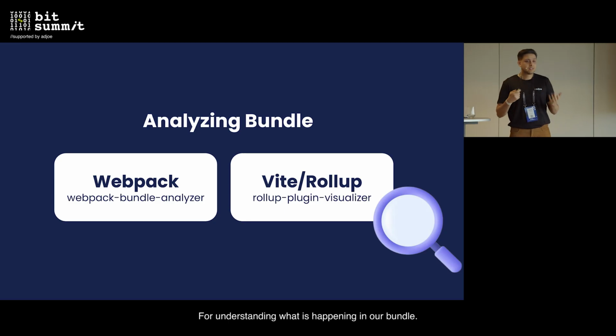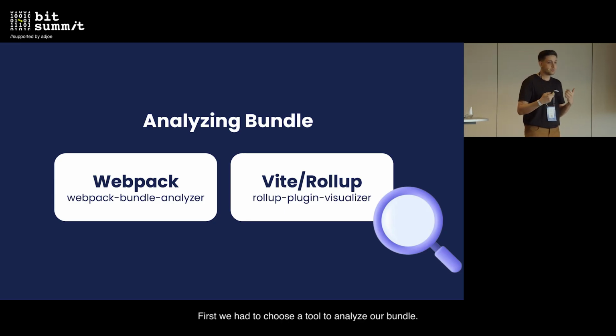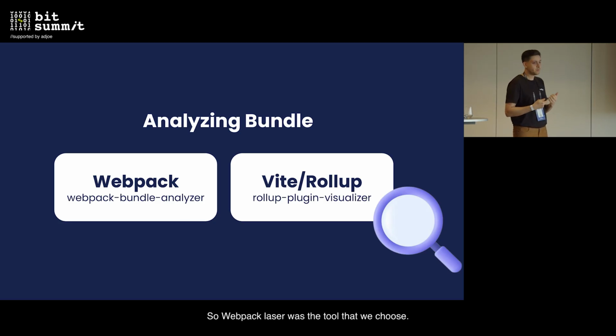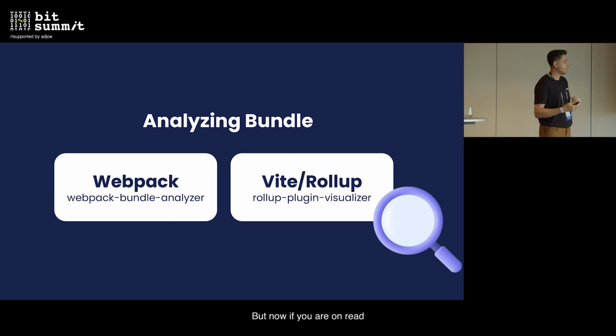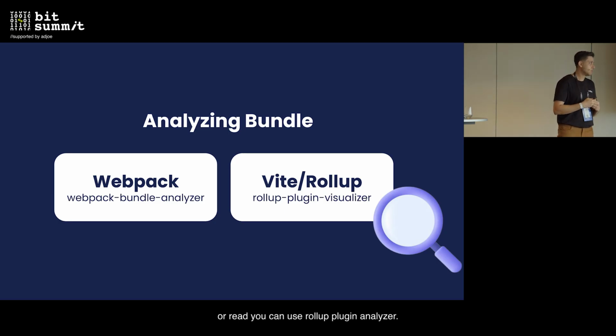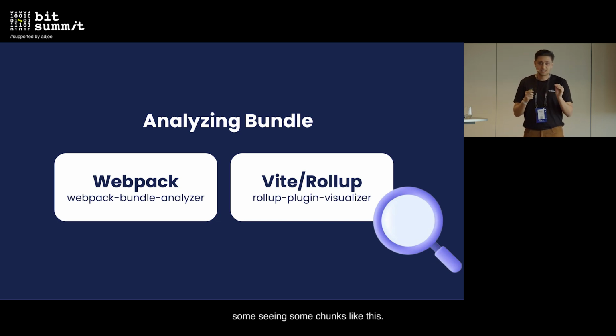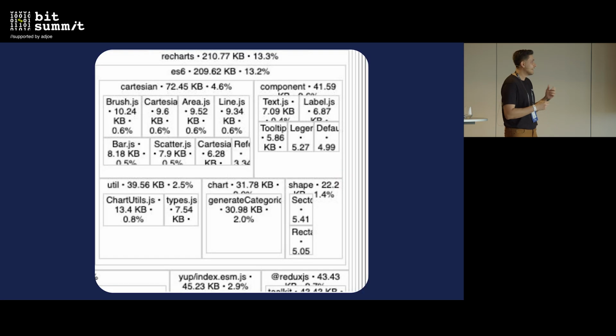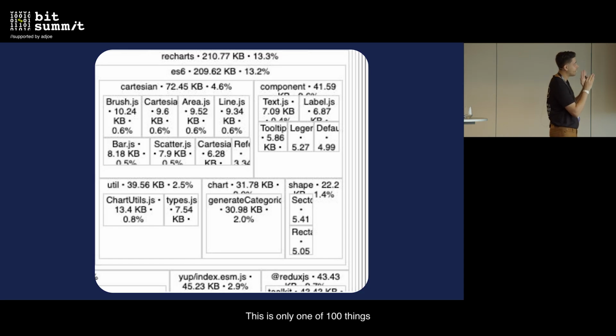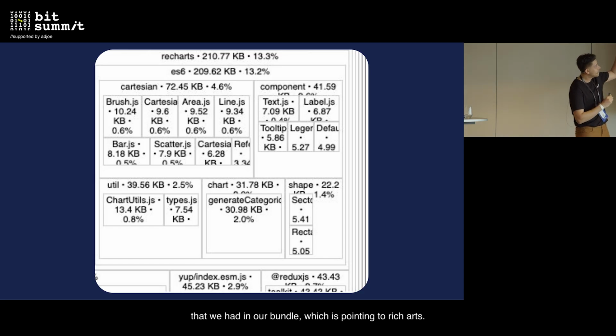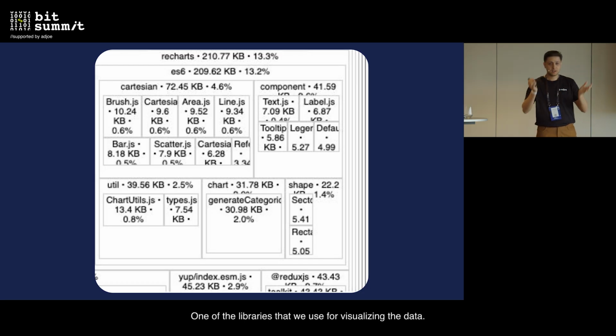For understanding what is happening in our bundle, first we had to choose a tool to analyze our bundle. Back in the day, we were on Webpack, so Webpack Bundle Analyzer was the tool that we chose, but now if you are on Vite, you can use Rollup Plugin Analyzer. And when you do this analysis, you will end up seeing some chunks like this. This is only one of 100 things that we had in our bundle, which is pointing to recharts, one of the libraries that we use for visualizing the data.